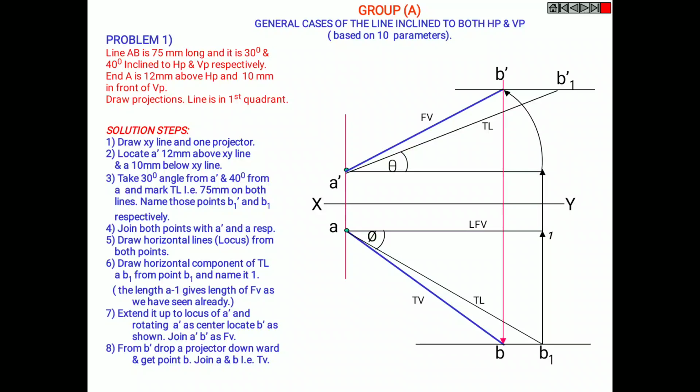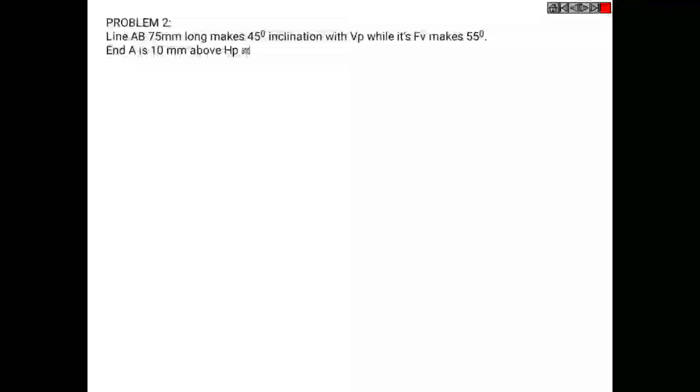Okay, we'll move to the next slide. Problem number 2. Line AB 75 mm long makes 45 degrees inclination to VP, while its front view makes 55 degrees, and A is 10 mm above HP and 15 mm in front of VP. If line is in first quadrant, draw its projections and find its inclination with HP.